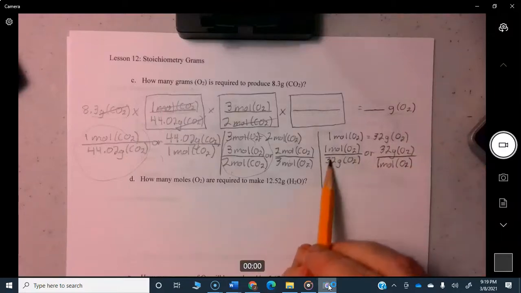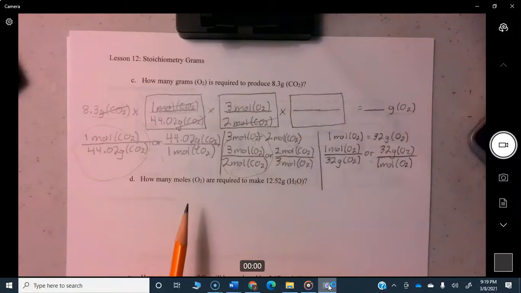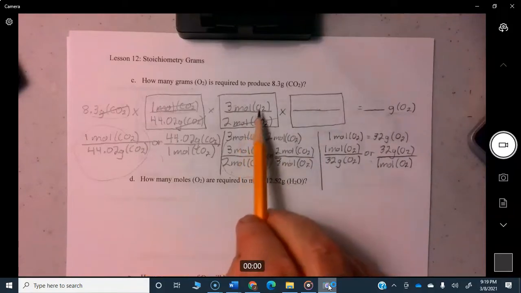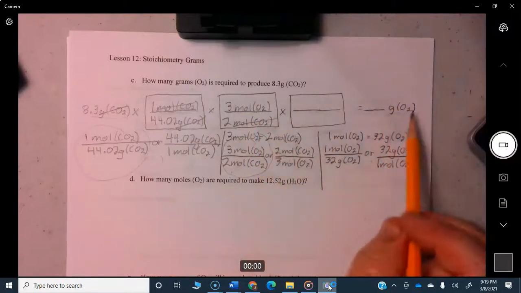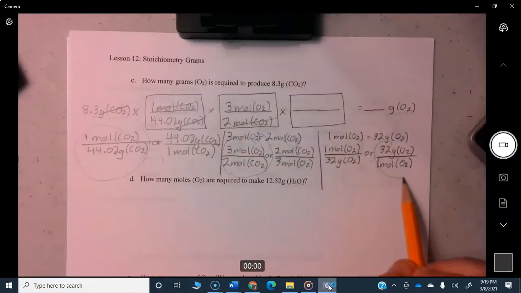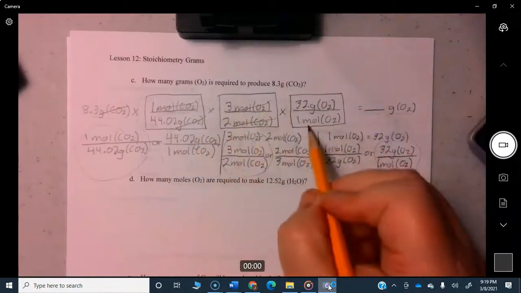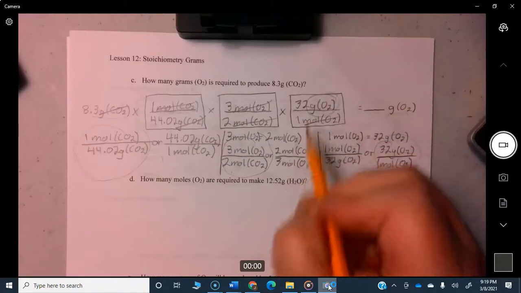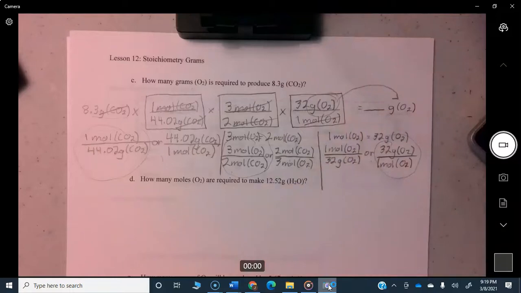Okay, there's the two ratios. Which one is going to go into this box? Well, we need moles of O2 to cancel out because it's not in our final answer, and we need grams of O2 to appear, so we're going to go ahead and use this one. Okay, so moles of O2 cancels with moles of O2. Last man standing right there. That's the unit in your final answer, so you know that you have everything set up.